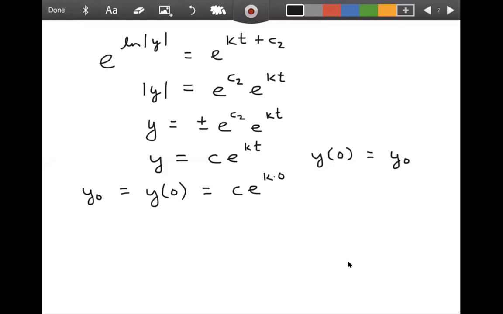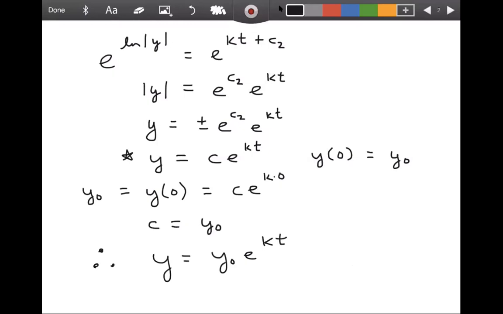And what is e to the k times 0? Well, it's just e to the 0. e to the 0 is 1. So we have found that this mystery constant c is just the initial amount y0. So taking this equation, we now have y is equal to y0 times e to the kt. All right, so that's one of those things I couldn't resist showing you. And again, it's good practice for what we're going to be doing here pretty soon.